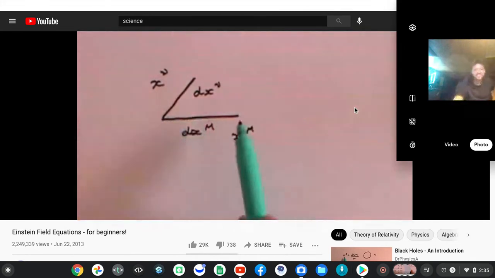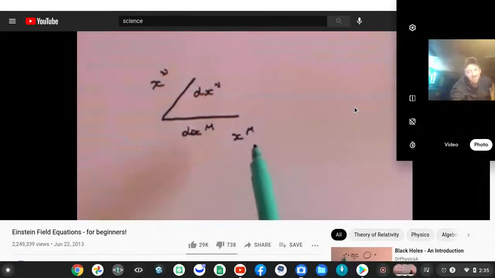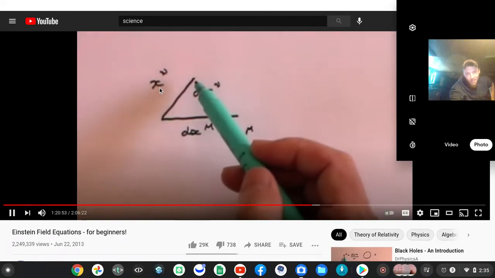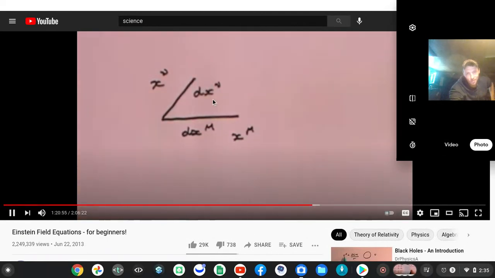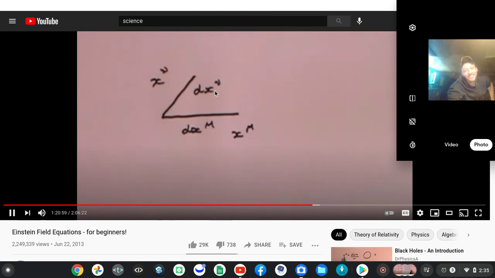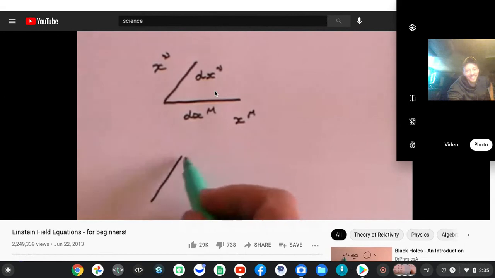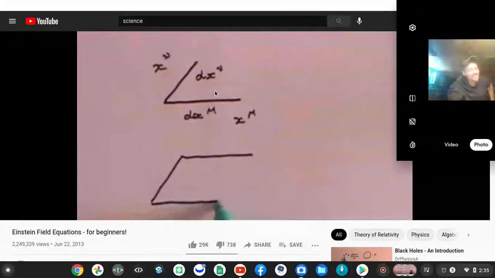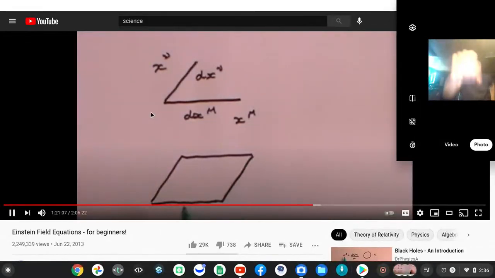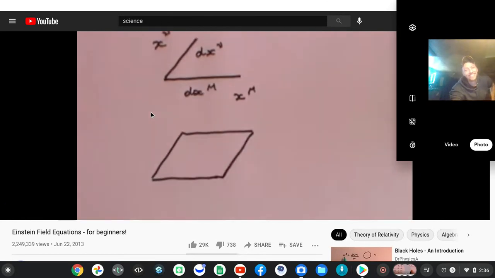So a distance dx mu in the x mu coordinate system and a distance dx nu in the x nu coordinate. What I'm going to do is construct a parallelogram from that, where the length of these two sides are going to be dx mu.